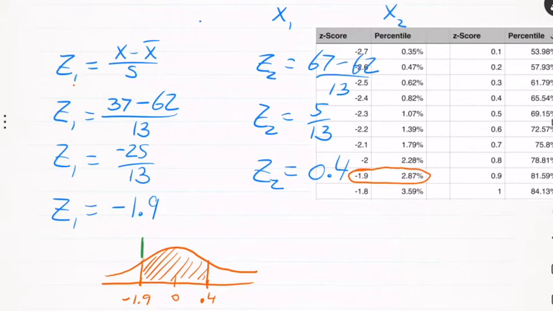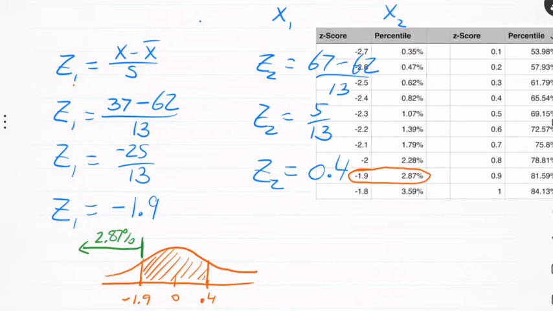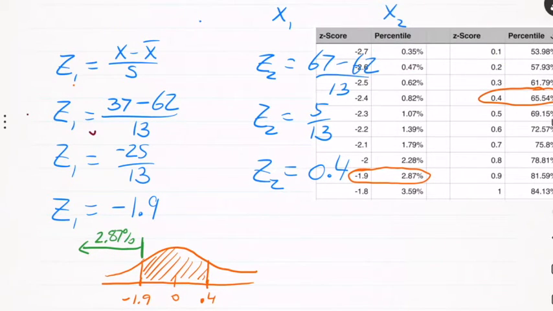All right, so that means that from here this way, that is 2.87%. And then likewise, 0.4 is here, and it's 65.54%. So that would be from here backwards. And that would be 65.54%. So what I'm looking for is what's between them, this area here.